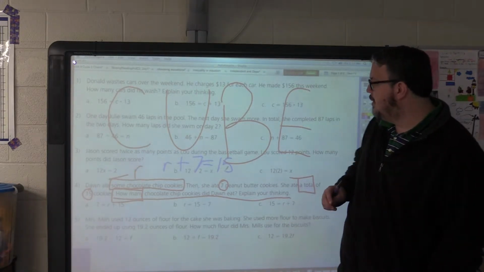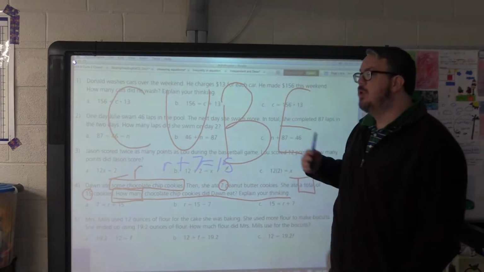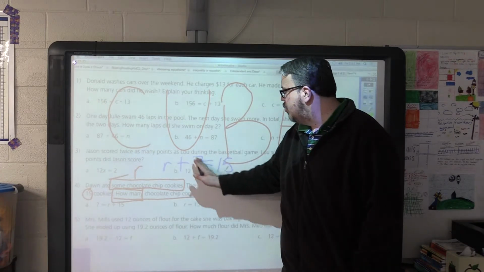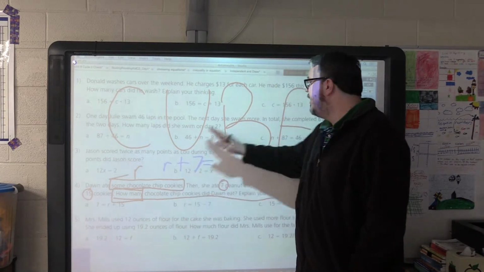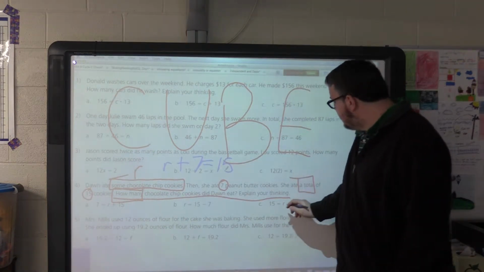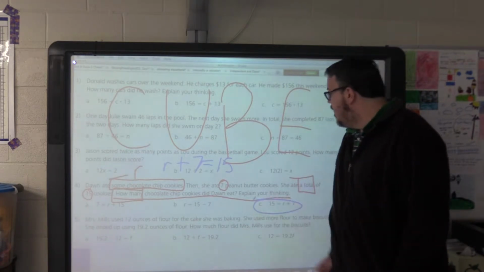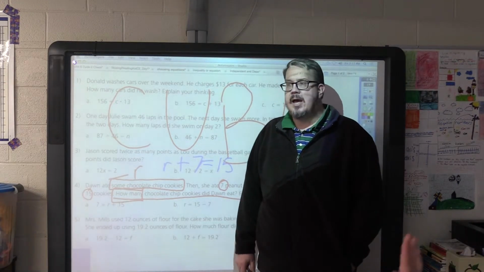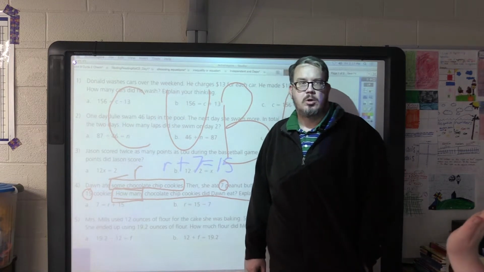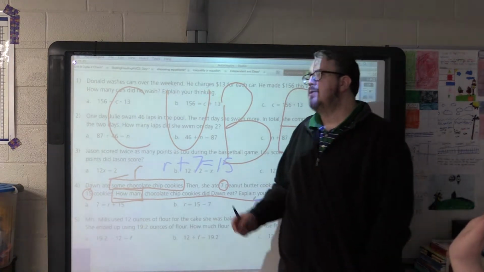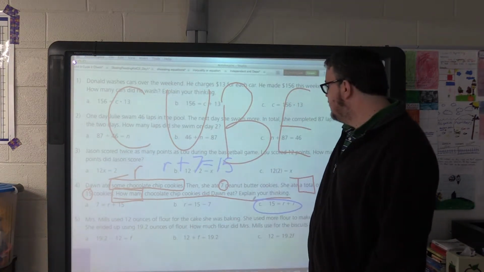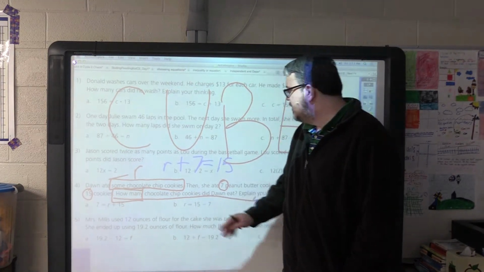Now, because of the commutative property of addition, we can rearrange those addends any way we want. We can even say 15 equals R plus 7. And that's exactly what they have here, C. Now, how many of my groups said C was the correct answer? Okay, out of our 5 groups, 4 groups are raising their hands. Now let's go back to my group that said something else. What did you all say? B. You all said B. R equals 15 subtract 7.